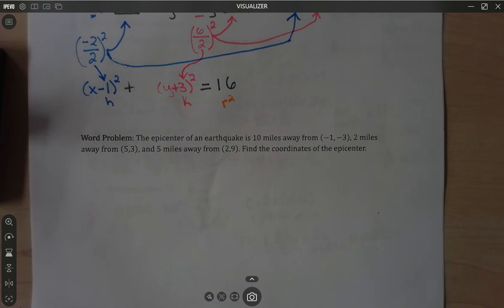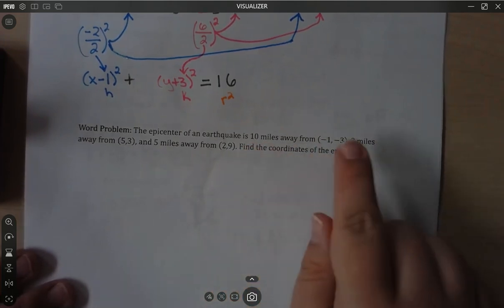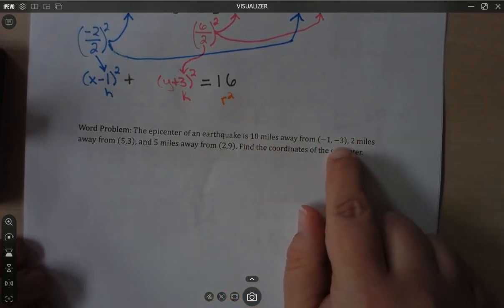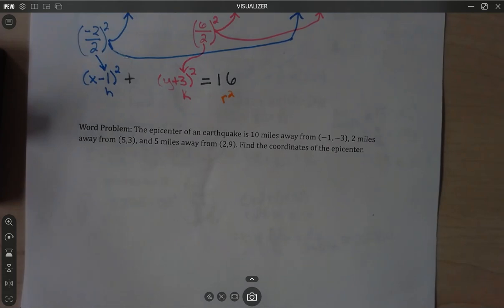Well, this word problem is looking for an epicenter of an earthquake, same concept. So we have an epicenter of an earthquake that is 10 miles away from the point -3, -1. So they've taken our earthquake information and they've plotted it on a coordinate plane. And that allows them to get some of this information together. So let's see what we can do.